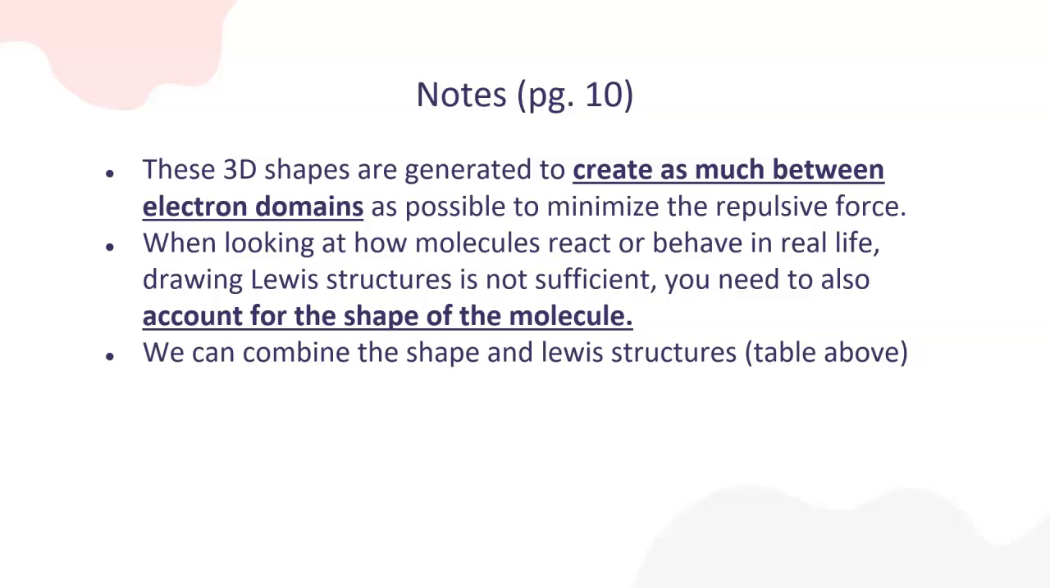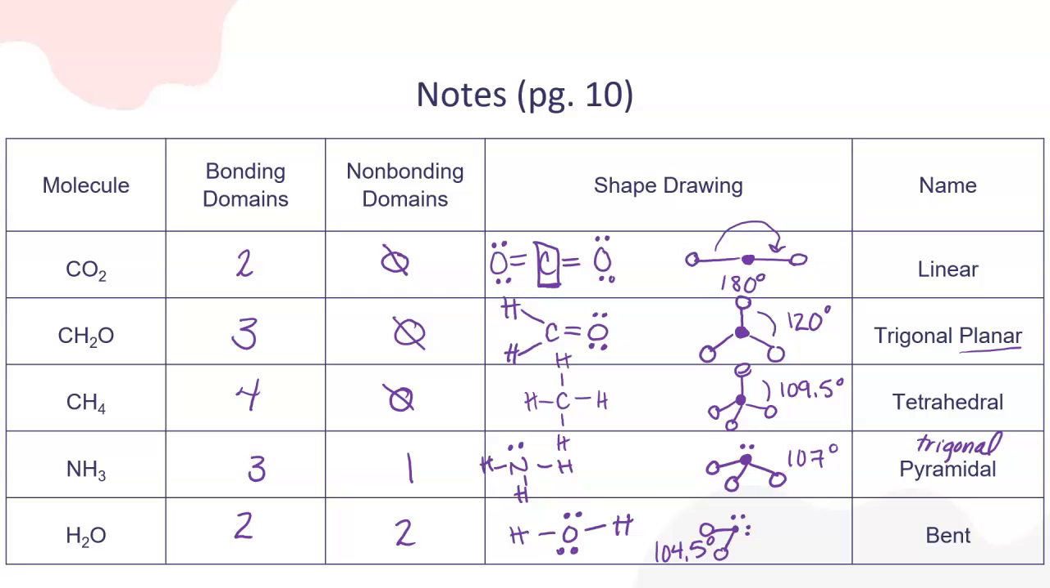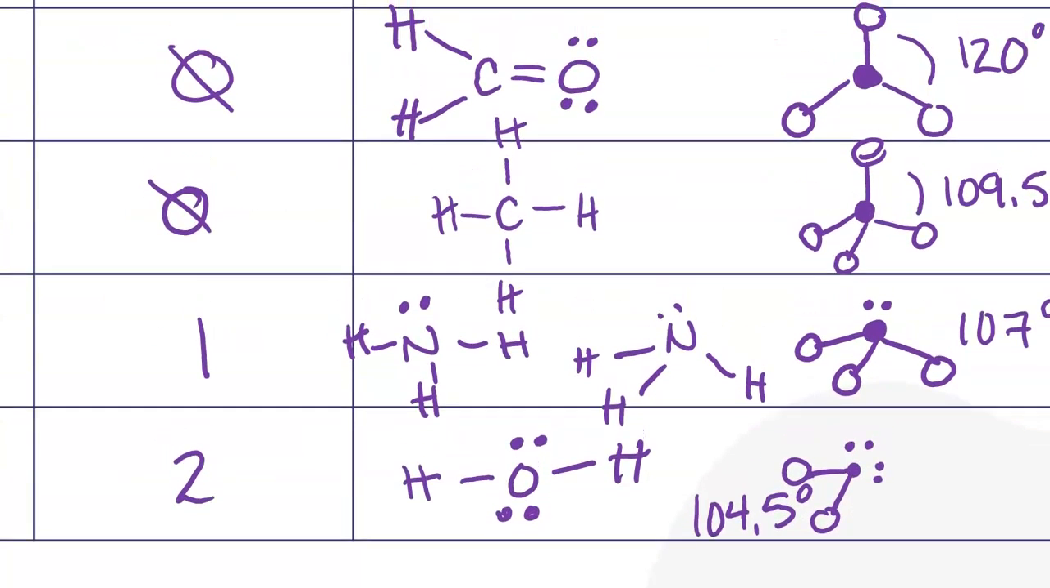We can combine the shape and Lewis structures, and all you would do is on these, instead of writing the circles, you could write the element symbols. So like this one. I'm combining the shape and the structure to kind of make it look like perspective.